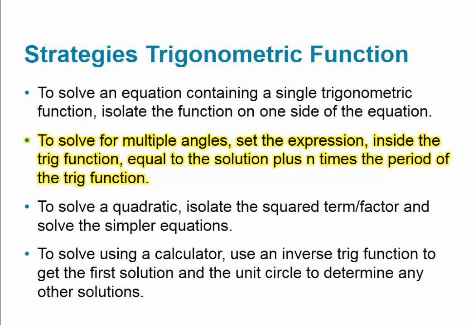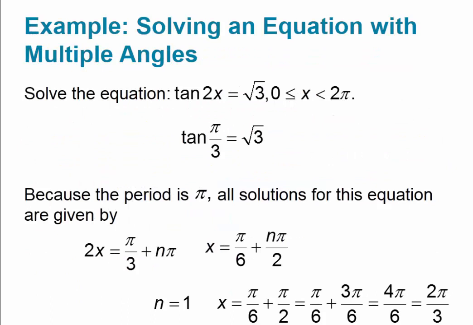Okay, let's look at the second strategy now. To solve for multiple angles, set the expression inside the trig function equal to the solution plus n times the period of the trig function. Now this is a lot to take in, and I think when we look at an example, it'll make a lot more sense. We're going to take what is inside the trig function and set it equal to what would normally be the solution plus n times the period, just like we did n times the period last time.